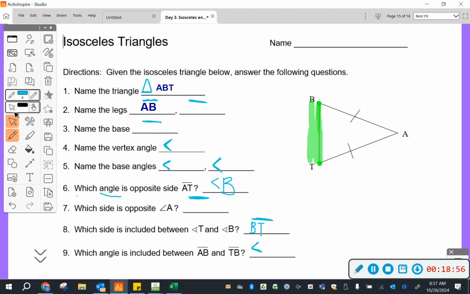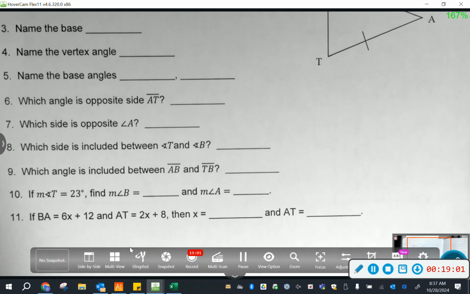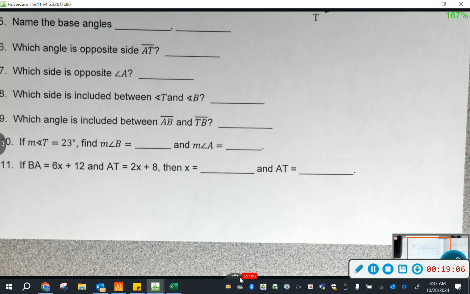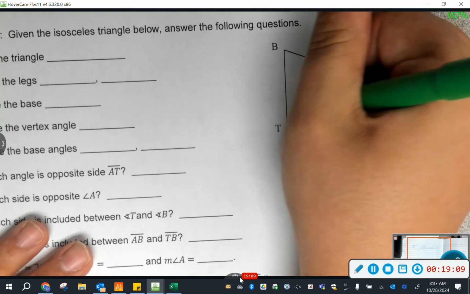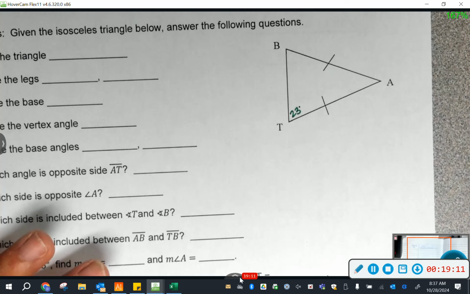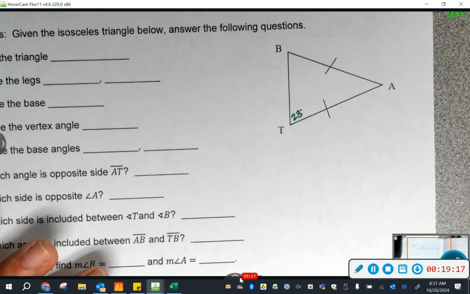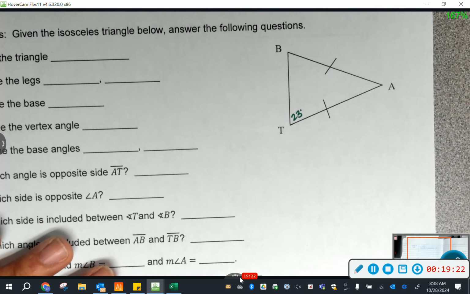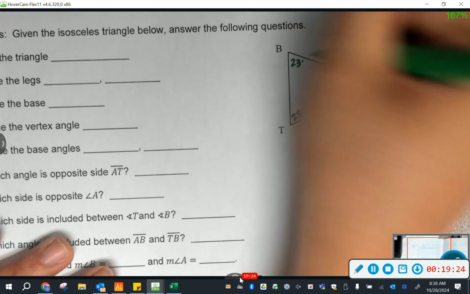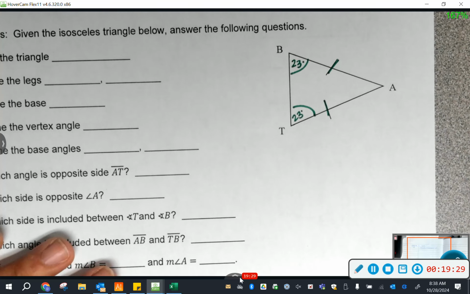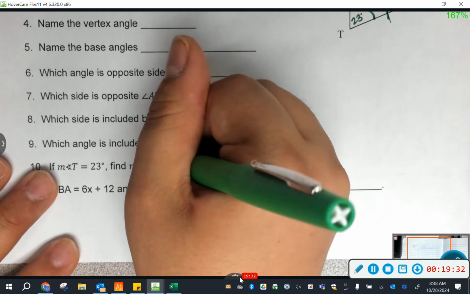That's number 8. All right, number 10. Ooh, number 10's a good question. For number 10 and number 9, just highlight the sides. Number 10 says if angle T is 23, so I'm going to put a 23 there. What else do I know? Find B. Why is B also 23? Because look, it has tick marks, so these are the same. So B is 23 degrees.